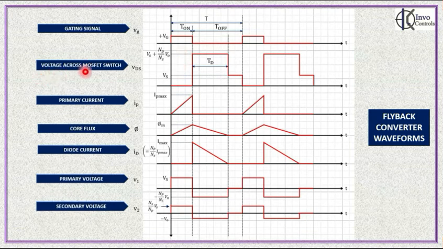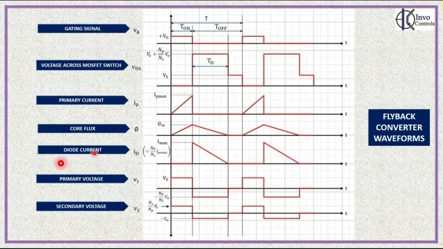Now, because the MOSFET is on, the voltage across the MOSFET switch is 0. The primary current, as we know, is increasing linearly with time. And this current will continue increasing till it reaches a value IP max at T on. Similarly, the core flux, which is directly proportional to the primary current, will also increase linearly till it reaches the value phi max or phi m, as it is shown there at the instant T on.